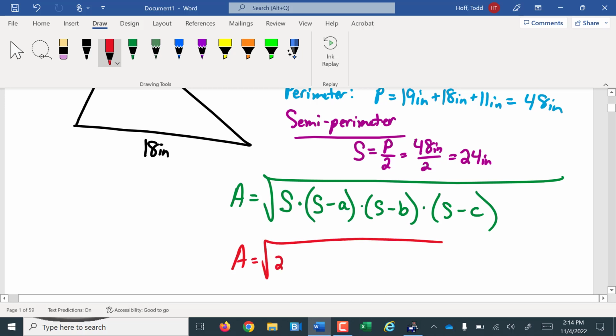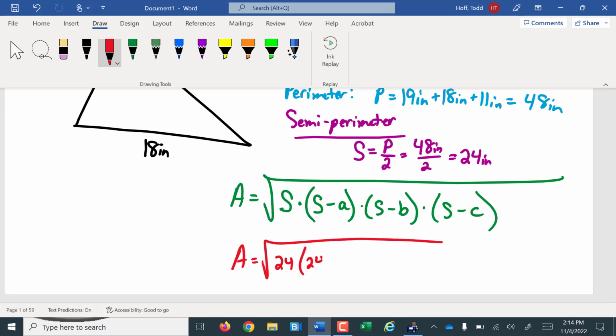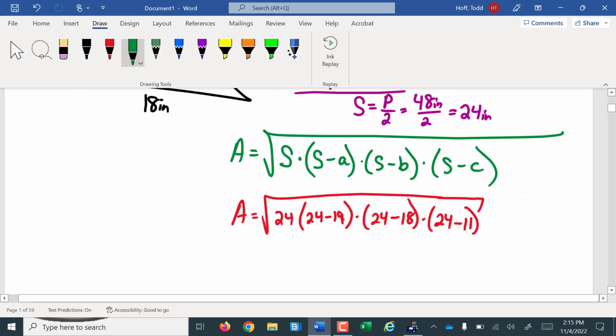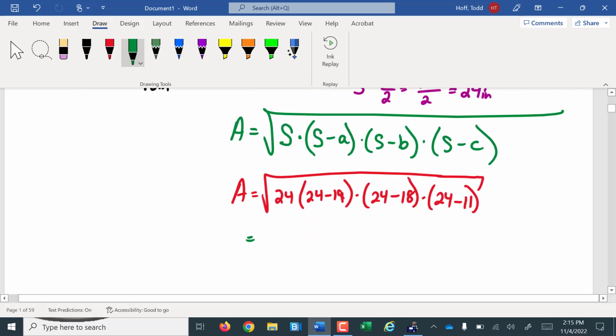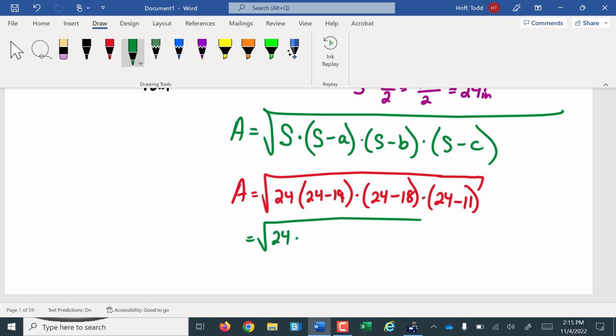So our semi-perimeter is 24 times 24 minus 19 times 24 minus 18 times 24 minus 11. These are pretty easy subtractions, so to make it easier to put in the calculator, I'm just going to subtract them. 24 minus 19 is 5. 24 minus 18, 6. And 24 minus 11, 13. So let's just punch those in.